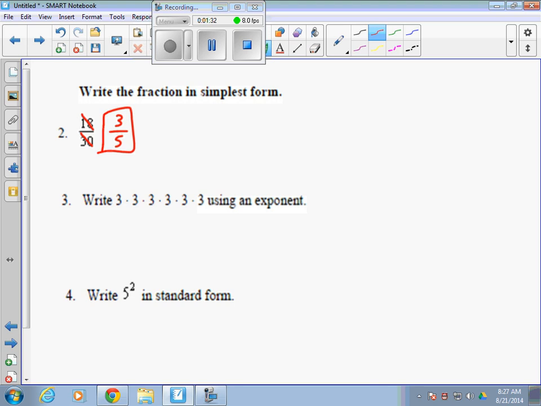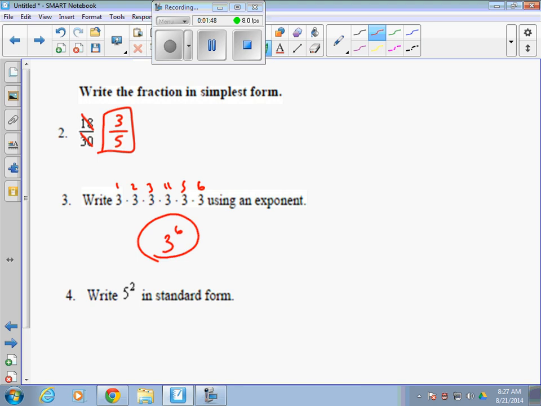Number 3 says write 3 times 3 times 3 times 3 times 3 times 3 using an exponent. Count them up to where you don't make a mistake. 1, 2, 3, 4, 5. There's 6 of them. So 3 to the 6th power is writing it using an exponent.